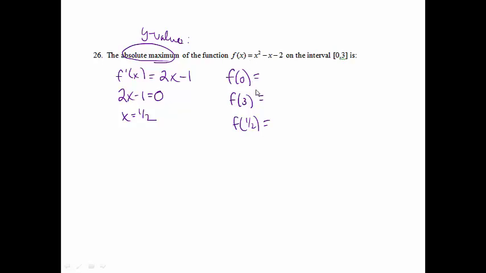So if I plug 0 into the original function, I get -2. If I plug 3 into the original function, I get 4. And if I plug 1/2 into the original function, I'll get -2.25. Okay, so from here, my absolute maximum is the absolute biggest y value the function reaches. So my absolute maximum is going to equal 4.